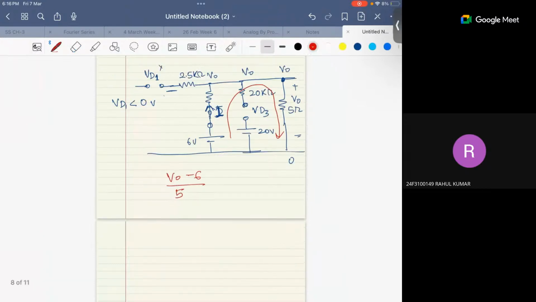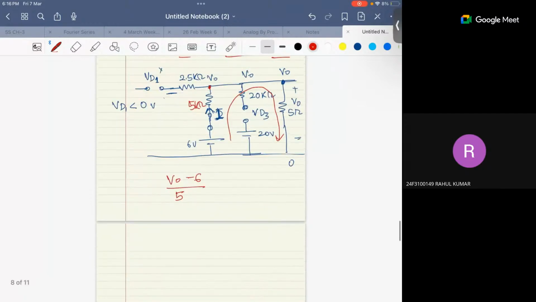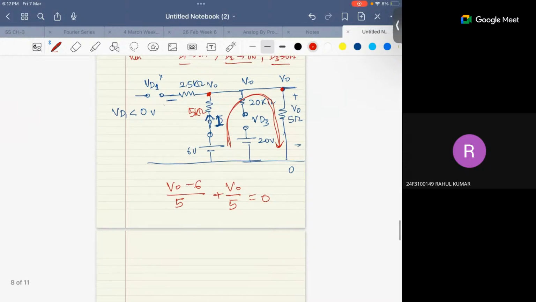Here also, if you write the equation, V minus 6 upon 5, this is because this was 5 kilo ohm. According to the direction of current, the equation will be incorrect, I think. No, I'm just saying the current will pass here. If you're writing the nodal equation, this is V minus 6 upon 5 plus V naught upon 5 equals 0, right? I'm just writing this equation. I'm just telling that there is only one path for the current to pass, right? The current will pass like this.